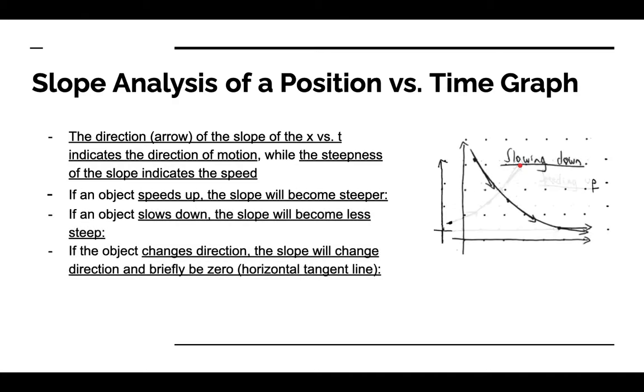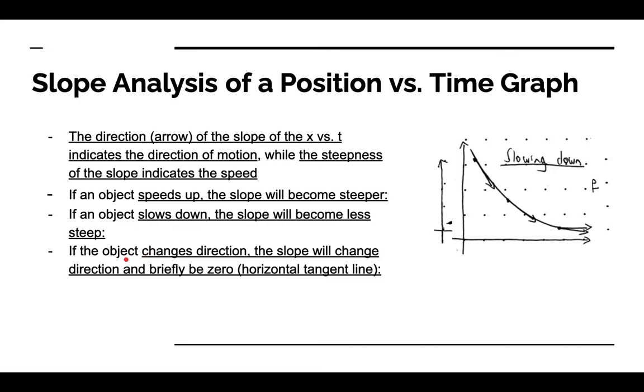Now, if an object slows down, what we're going to see is that the slope at each point on our position versus time graph becomes less and less steep. It gradually becomes less and less steep. Okay, that indicates that we're traveling a less amount of distance in a given amount of time. So our slope becomes less steep when we slow down.